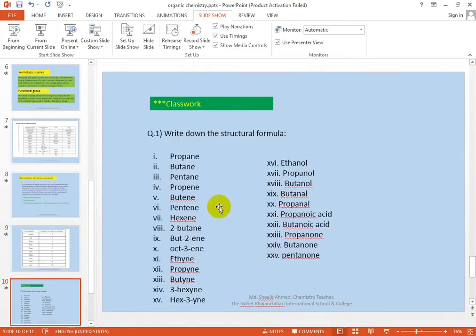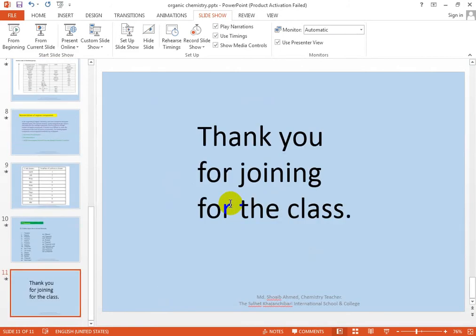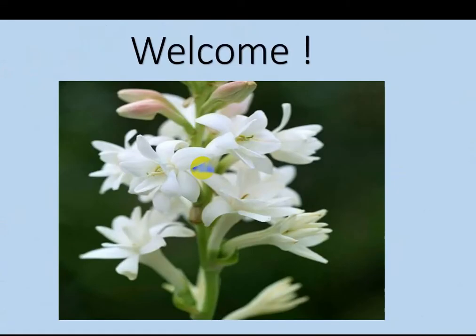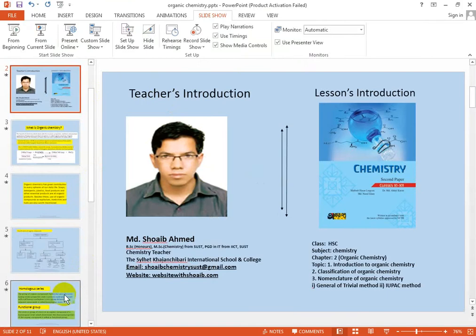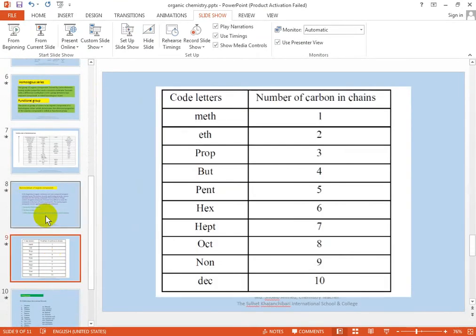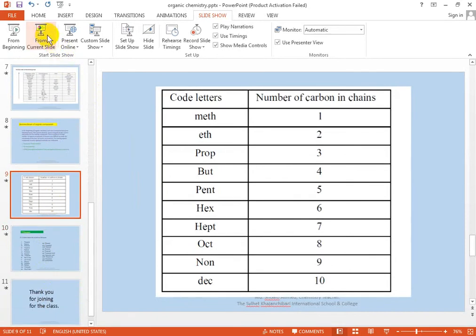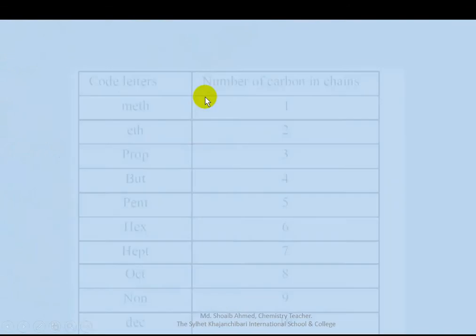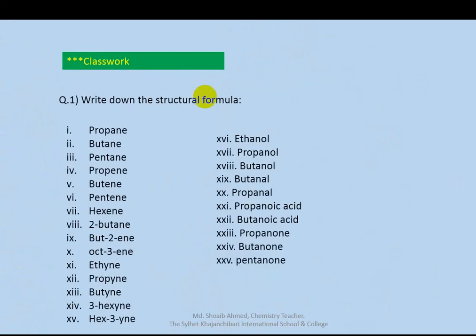Okay, this is the classwork. You do this classwork. Classwork: write down the structural formula. Okay, this is a recorded class, so classwork is not possible here. You do this as homework. Okay, this classwork you are doing at home. This is homework now.